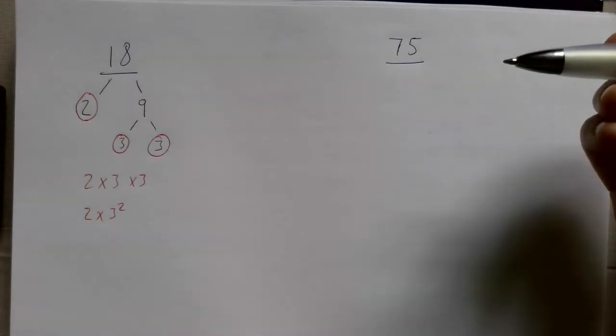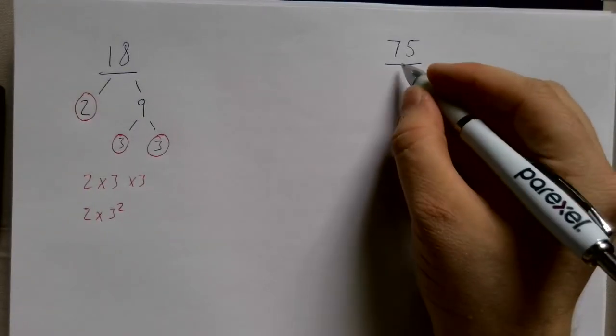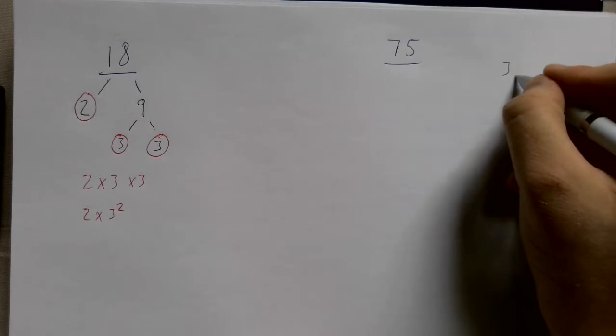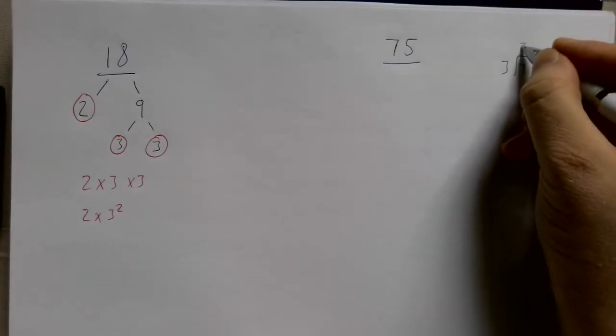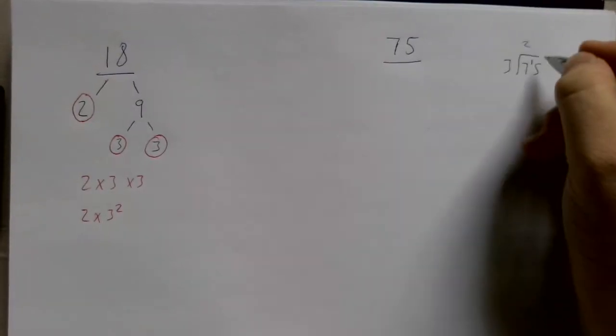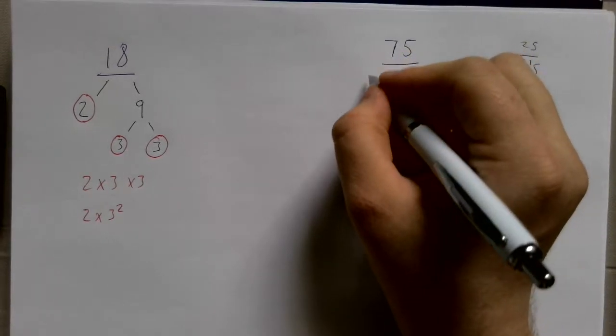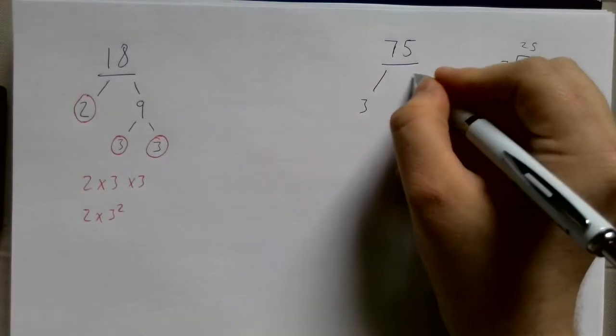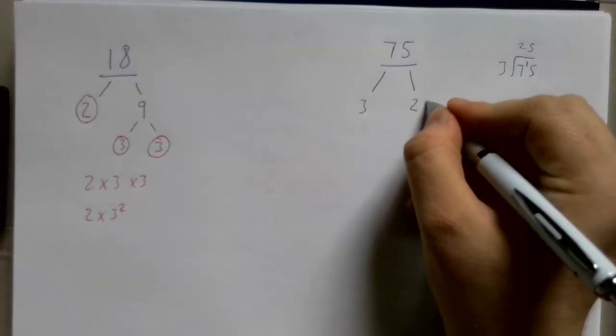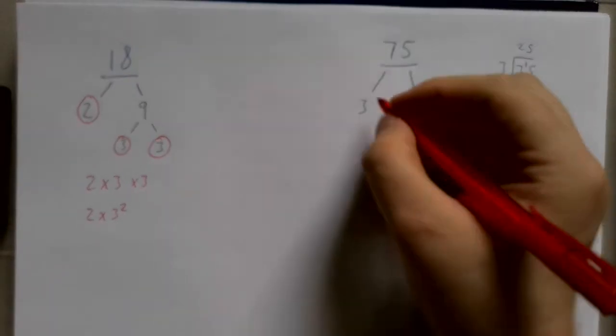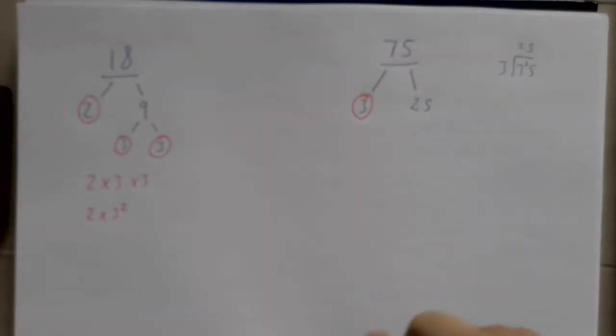Now let's have a look at 75. 75, it's not even, so we know that 2 won't go into it. What about 3? Well, if we divide 3 into 75, 3 into 7 goes twice, remainder 1. 3 into 15 goes 5 times. Okay, so I'm going to divide it by 3, and 25 is my other branch. I'm going to close off my 3 branch, second prime number.